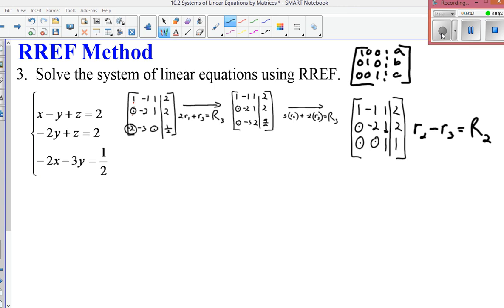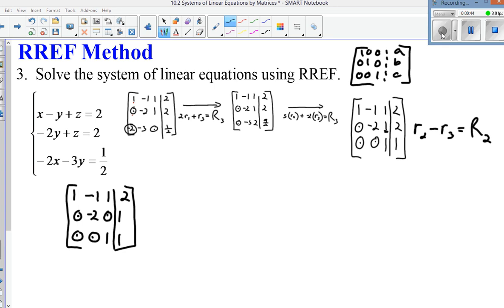So when I do this, the first and the last row are not changing. So it's 1, negative 1, 1, 2. This is going to be 0, 0, 1, 1. So my row 2, I take my previous row, negative 2, minus that. Well, that's going to be negative 2 there. And then I'm going to have 1 minus 1, which is going to be 0. And then I'm going to have 2 minus 1, which is going to be 1. So there's my augmented matrix for that one.